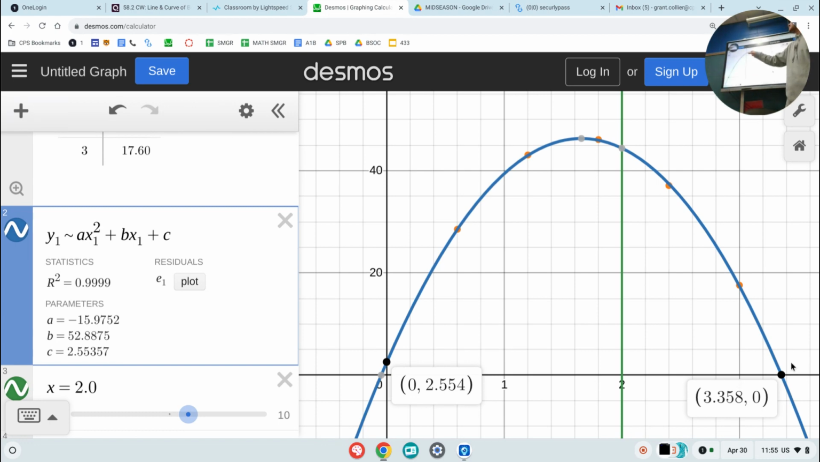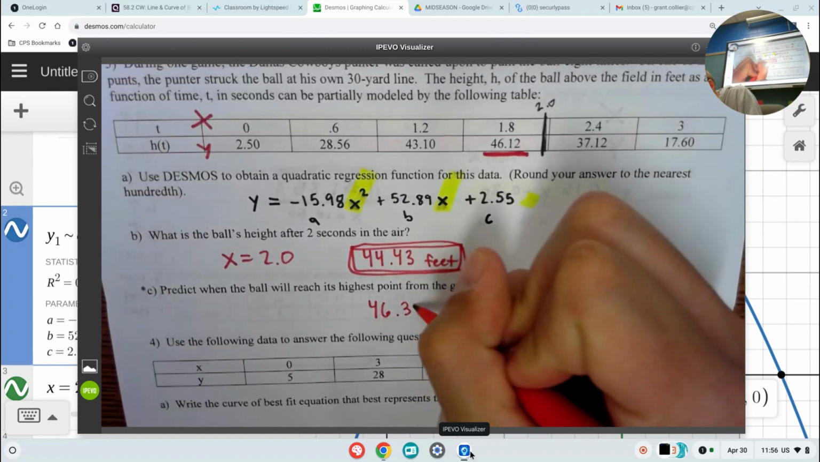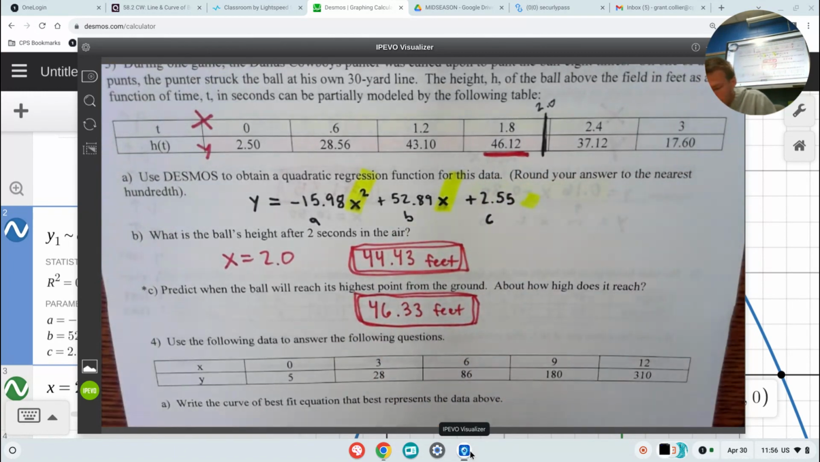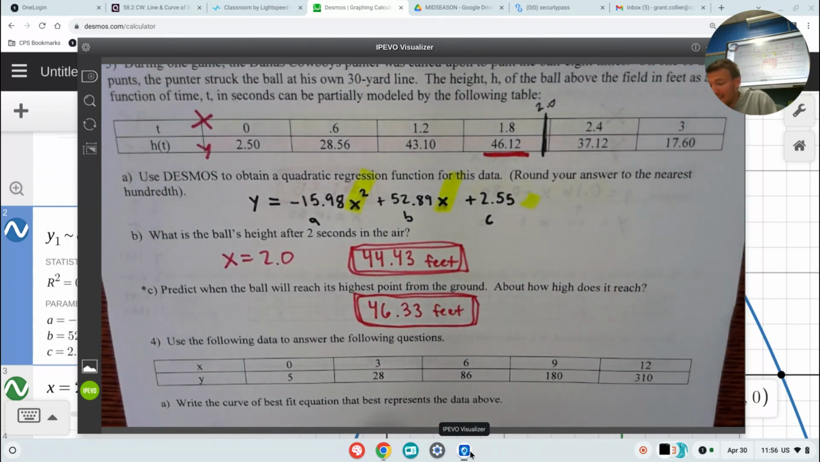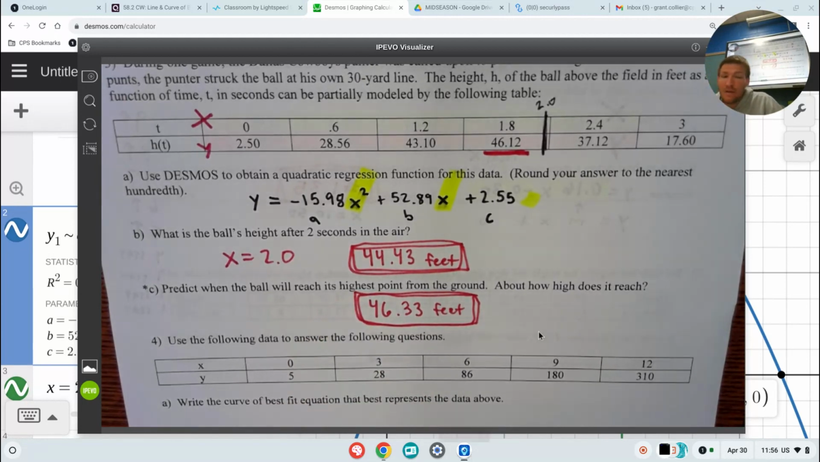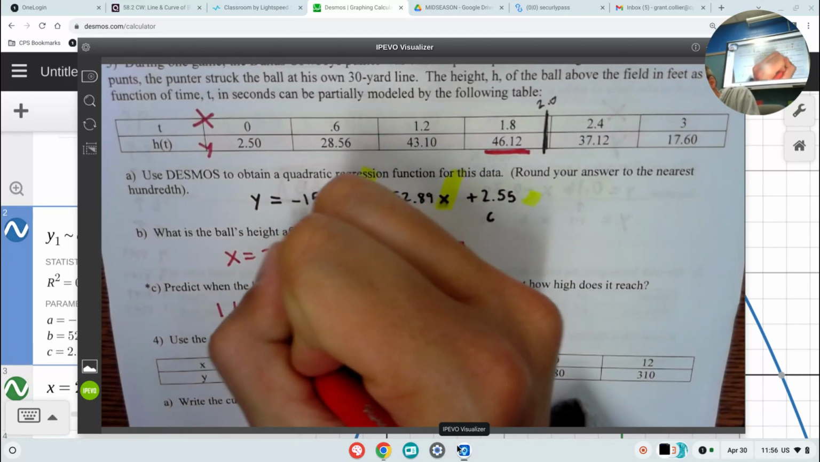And it will also give you a dot at the very top so that you could tell what is the absolute peak. And so, what is the highest place that our ball ever gets? 46.33 feet in the air. Now, the question even says predict when the ball will reach its highest point. And we have that information too. It's going to be at its highest point after 1.66 seconds.